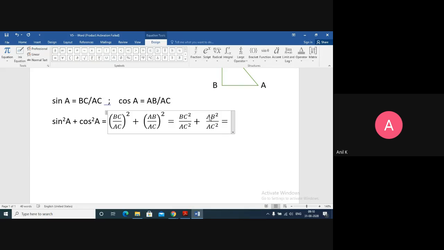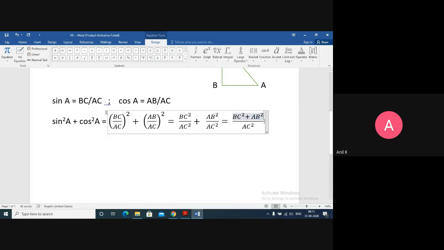This is equals to, if I take the LCM for these two terms, both the terms have the same denominator, which will be AC square. So we can keep AC square as the LCM. In the numerator you will get BC square plus AB square.